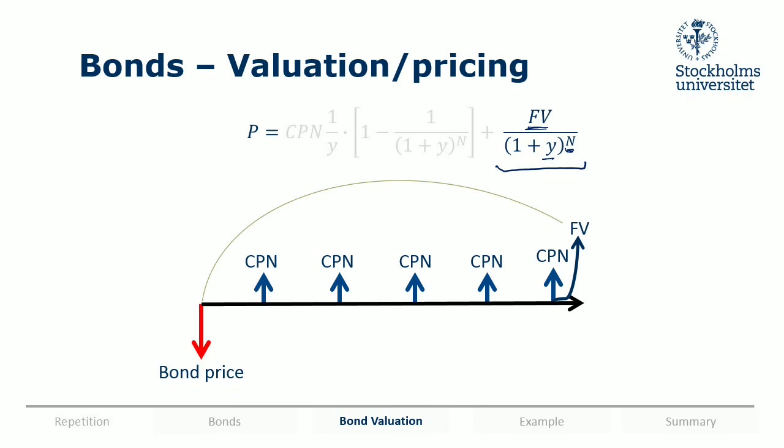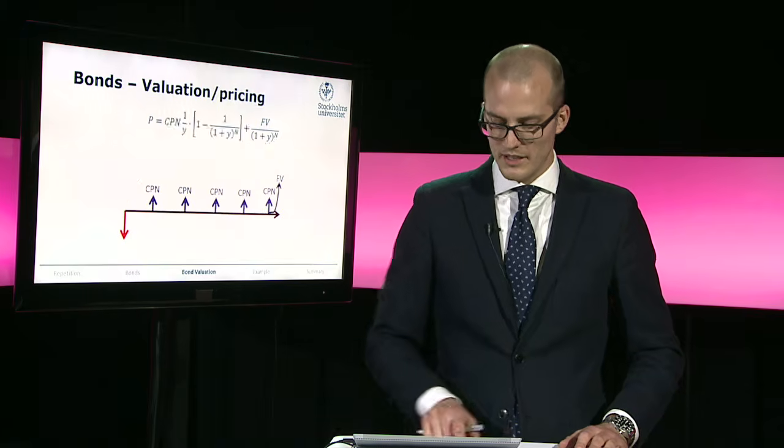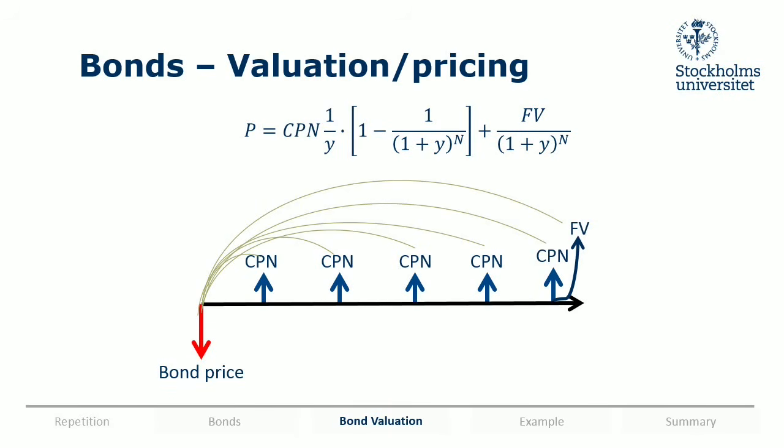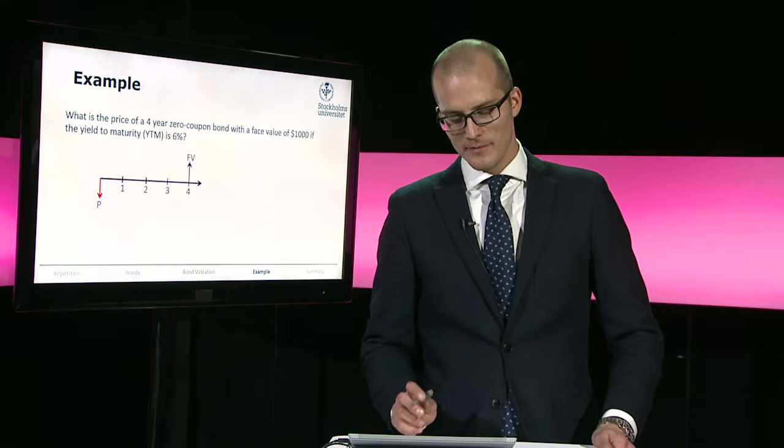So in this case you receive the face value in year 5, so n is 5. You move it 5 years. And together it's like this. So take one formula at a time if it seems hard, but it's just combining two of the formulas we have used before. So let's take an example.